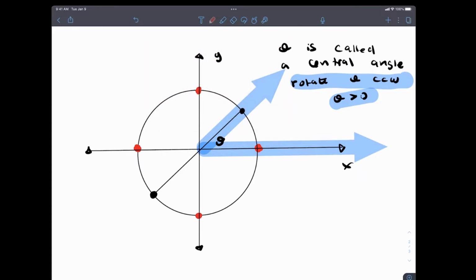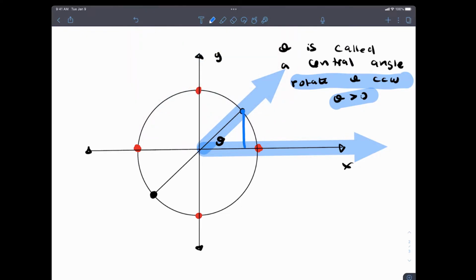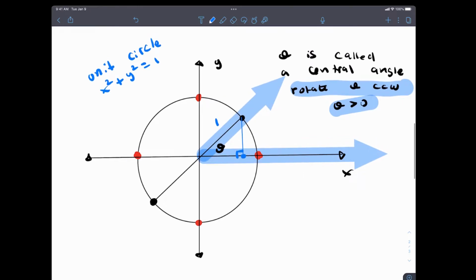Let's use blue. I'm going to draw a line straight down here, and I'm going to create what is known as a right triangle. Are you with me on this? My radius is 1, so this is going to be a unit circle. Yes, I know the equation x squared plus y squared is 1, centered at the origin, from algebra. But we're going to start to get used to this picture here.